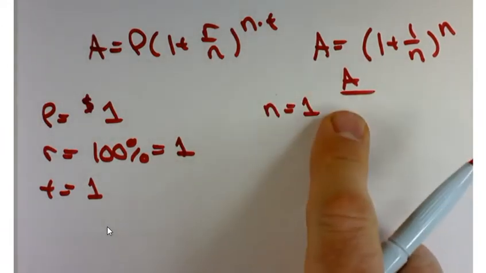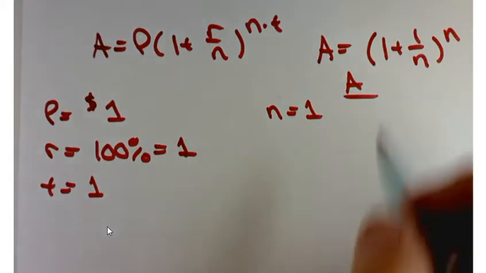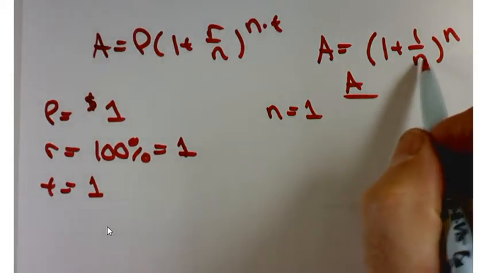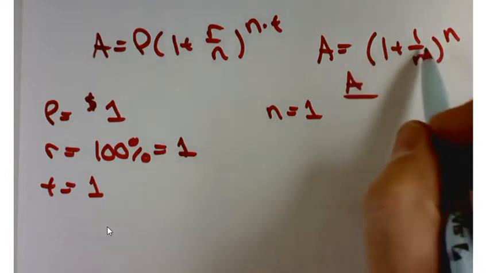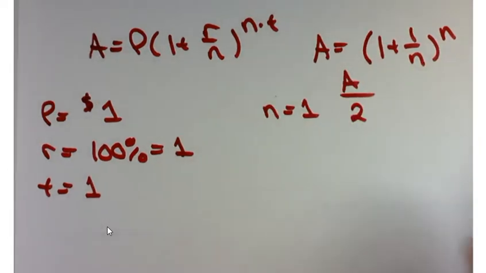So suppose that n equals 1. Okay. Well, if n equals 1, you put in a 1 here. You get 1 plus 1 to the 1 power, or 2. And that makes sense. You get interest compounded once a year. You get 100% of a dollar. That's $1. They add it to your account. You've got $2.